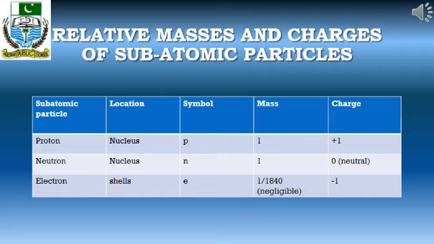Atoms are made up of protons, neutrons and electrons, known as subatomic particles. In the table you can see the charge, mass and location of the subatomic particles, and their symbols are also given in the table. Now we see that proton has a relative charge of +1, it has a relative mass of 1 and its symbol is P.